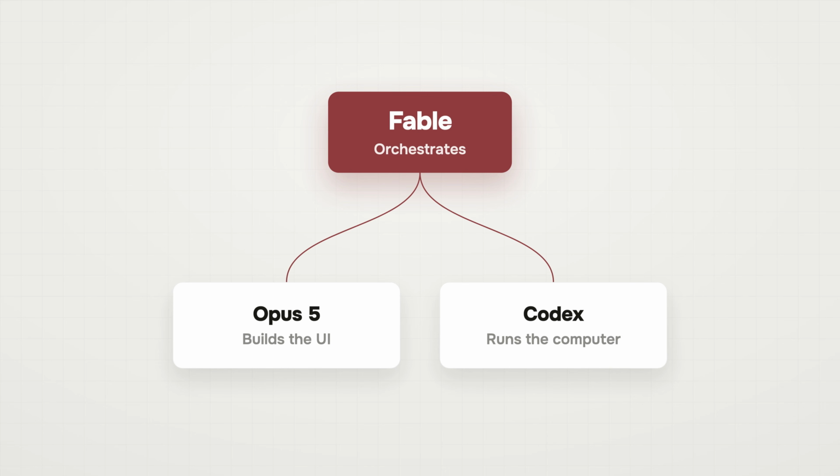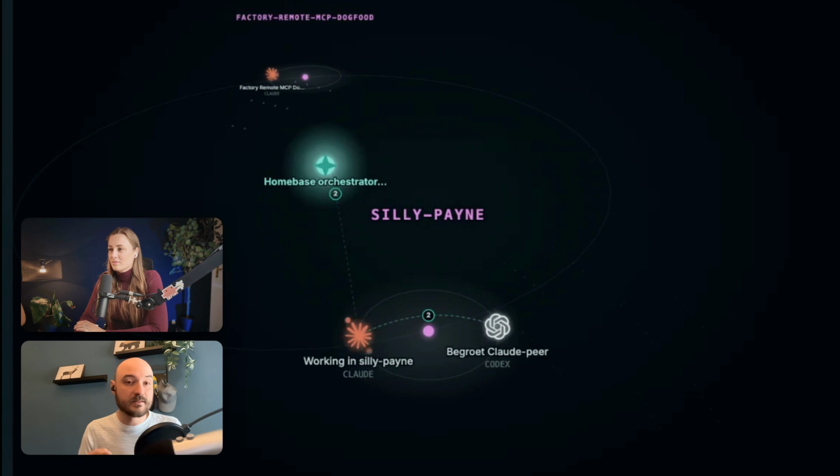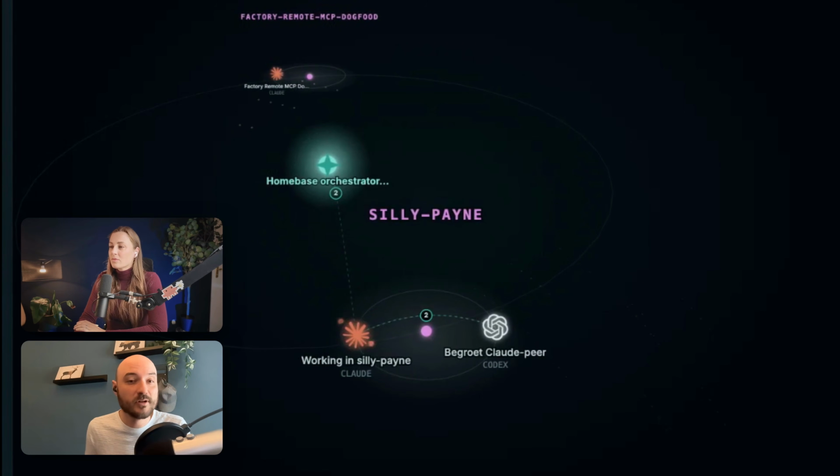So I tell Fable, hey, you're the orchestrator. Opus 5 is here available for UI work. And Codex is available whenever you need a model to do some computer use. Adjust anything, click on any buttons, that sort of stuff. And that suddenly allows Fable to reach higher levels and be able to delegate work and do more and get stuff to a higher level without me having to get in between.